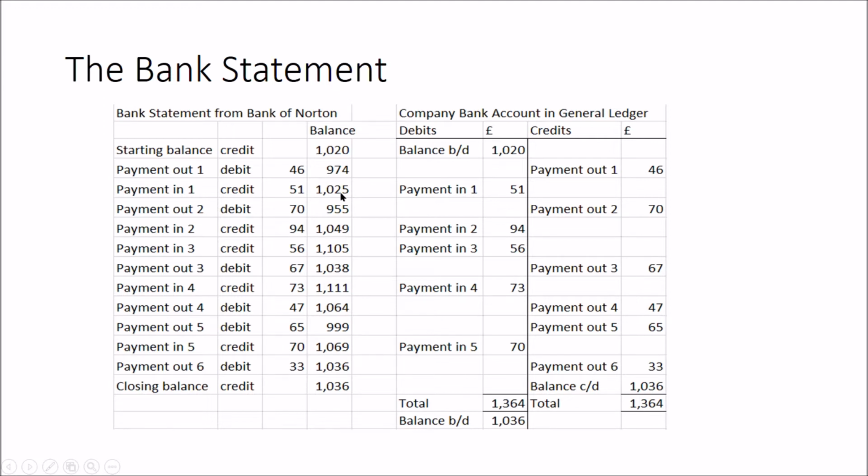There might be other little attempts to just jig it around slightly differently. Maybe not even put the balances in. Maybe you have to add up the balances yourself. So how do you answer this bit?